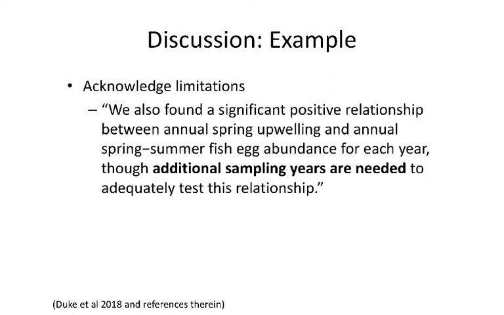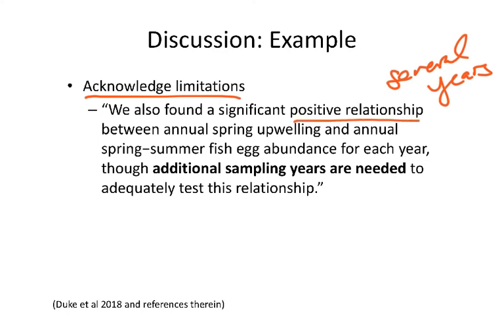And we also said you want to acknowledge your limitations, right? So in this particular study, they were looking at only several years. So they say they found a positive relationship, but to really test that, you need additional sampling years. So again, you always want to acknowledge your limitations. Say we have so far indications that there are positive relationships between these two factors. If we really wanted to confirm that, test that further, we would need additional sampling years.